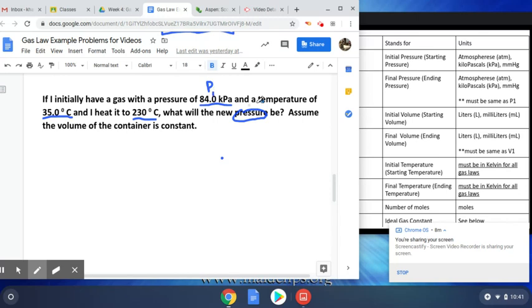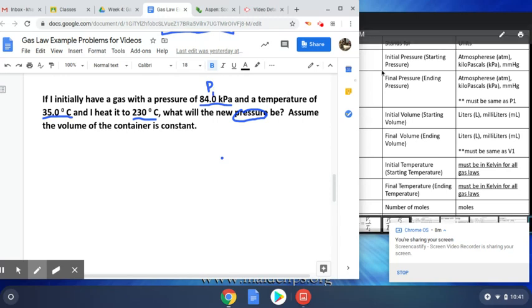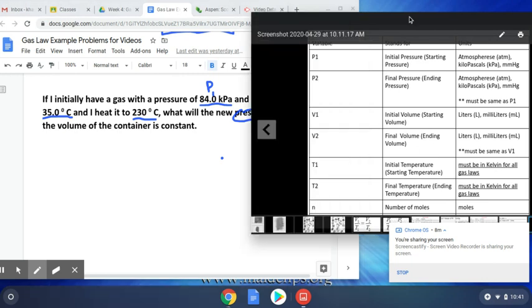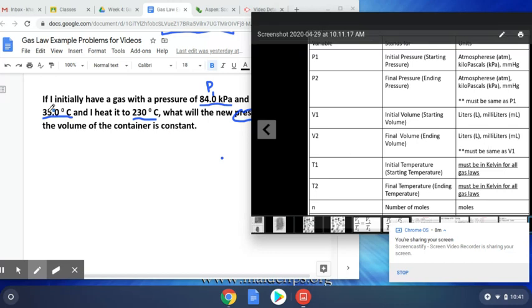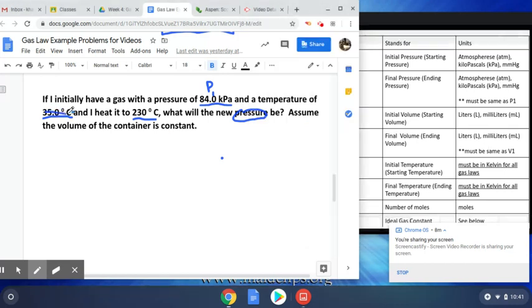And then we have, this specifically says temperature of 35. However, we know, we already learned last video, but also from this chart, that temperature must be in Kelvin. So you should cross this out and add 273 to it. So 35 plus 273 is 308 Kelvin. And that's going to be our initial temperature, so T1.